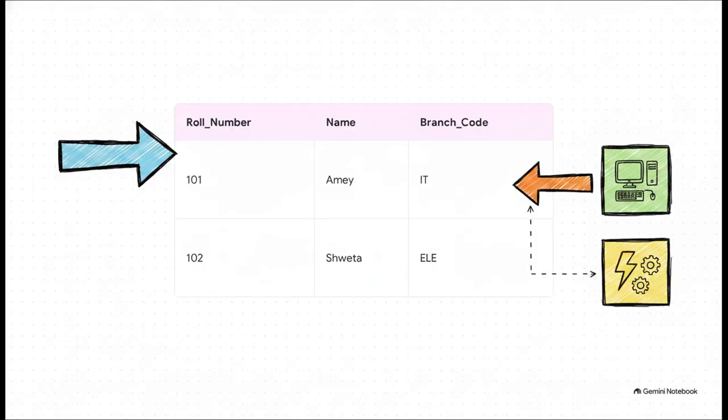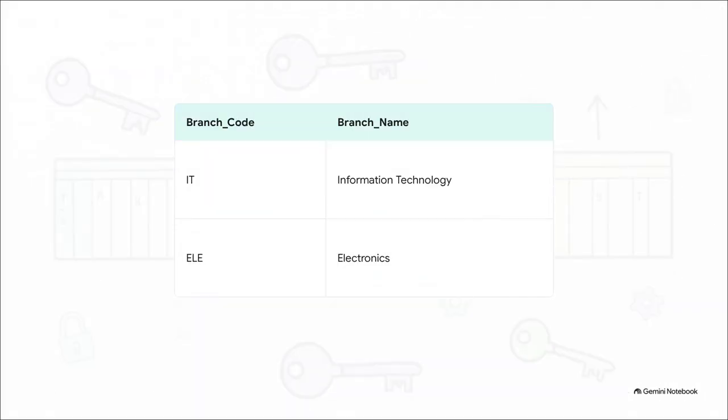Let's walk through this student table slowly. We have roll number, name, and branch code. Roll number is our primary key here, but I want you to pay special attention to that branch code column. We have IT for Ame and EL for Shweta. But what do those codes actually mean? Where does that specific information live? And this brilliantly illustrates our point.